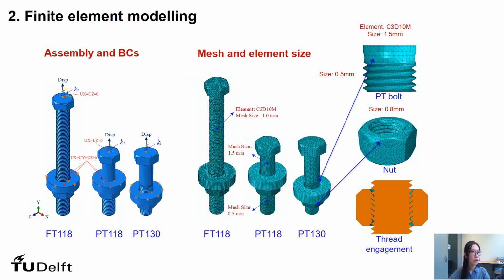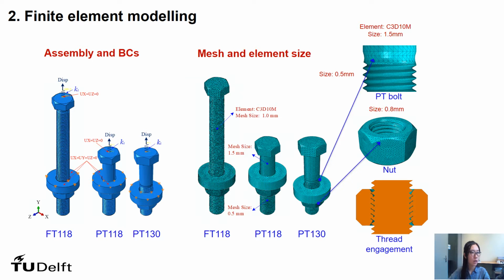This slide shows the configuration of FT118, PT118, and PT130 tests. Plastic deformation only occurs in the threaded part of PT bolts. The shank length is reduced from 30 mm to 3 mm for the sake of numerical convenience. And the influence of the test setup deformation is included by an additional elastic spring. The tensile stiffness of the elastic spring is estimated based on the comparison between experimental and numerical results for the bolt tensile stiffness.